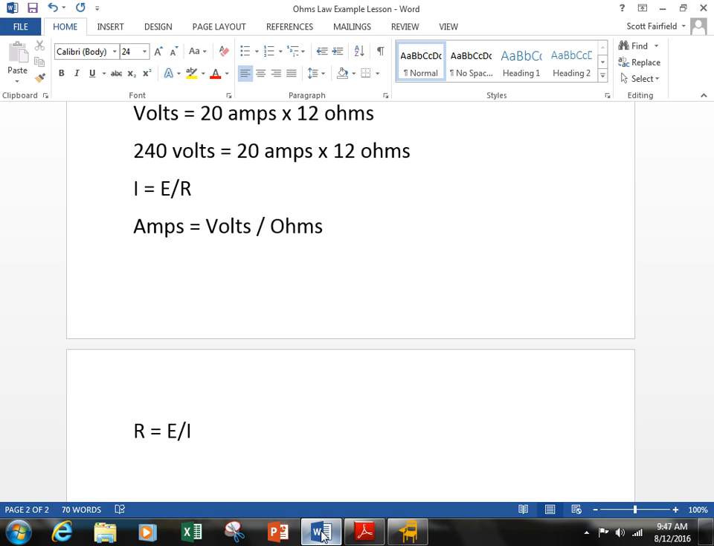And once again, if we don't like symbols, we've got volts divided by amps. And you can put numbers in and plug those into the formulas too. So we always find out what's happening at a given point in the circuit.